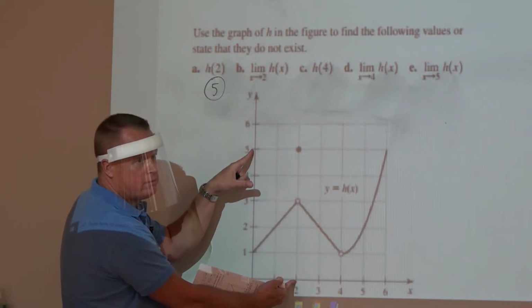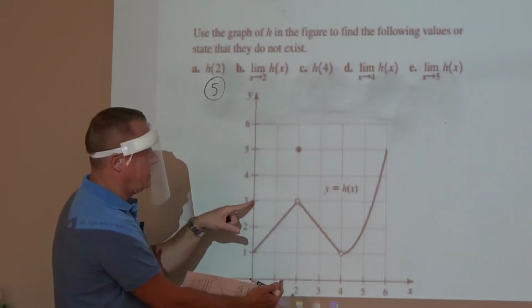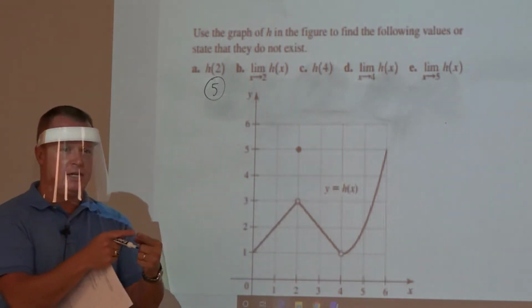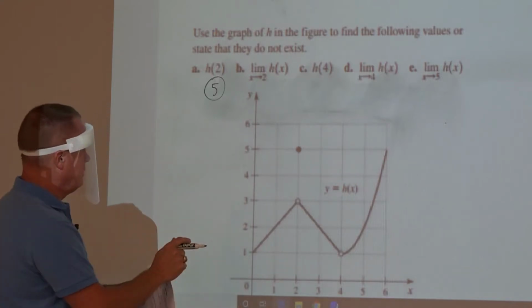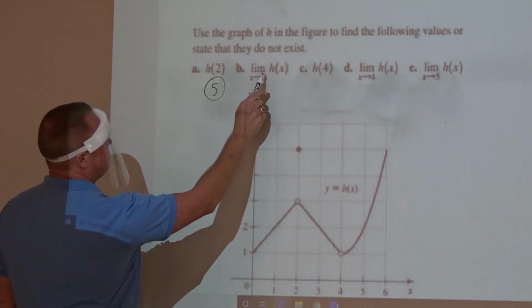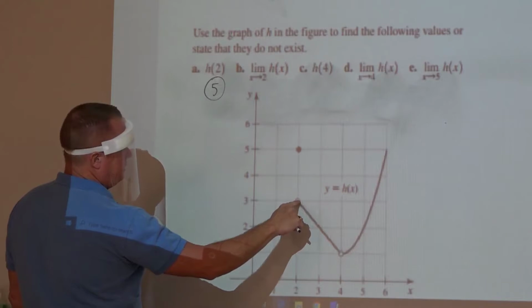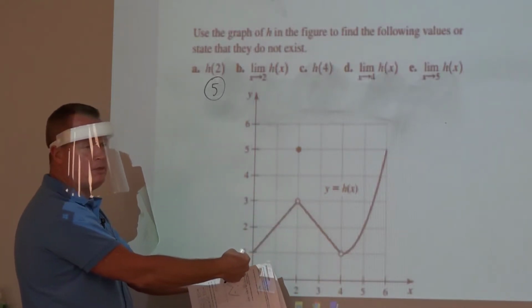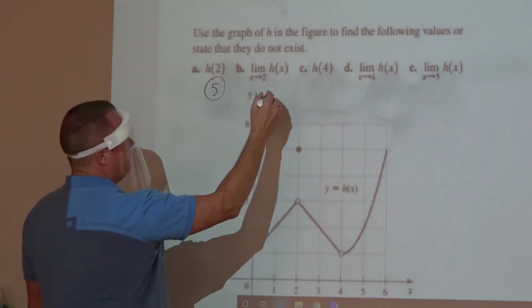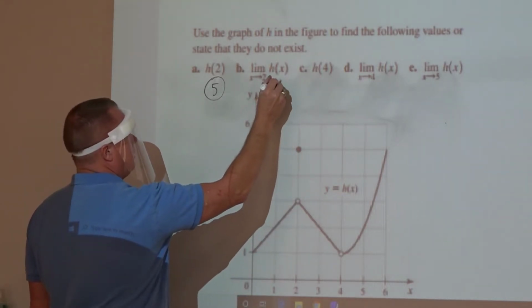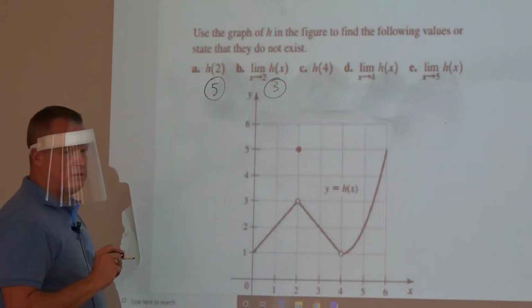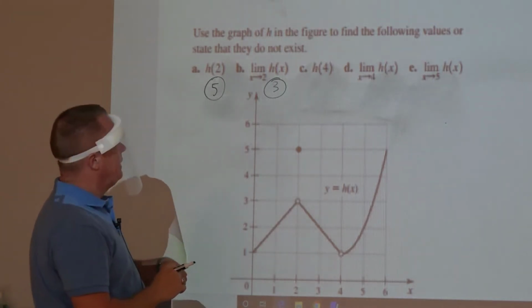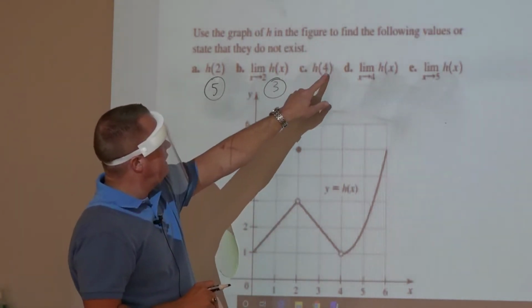Not 5, okay? That's what you've got to get straight. The limit is what it is approaching as you approach the x. So the limit as x approaches 2 would be 3, because that is what it is getting closer to, and we're going to see it has to do the same thing from both sides. So that is going to be 3. Questions?